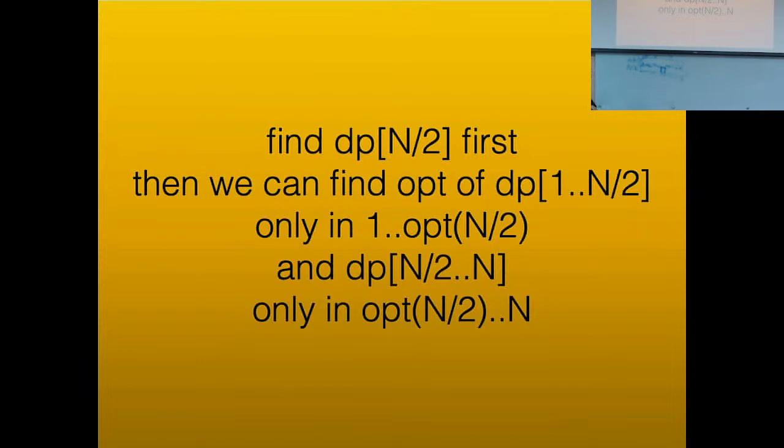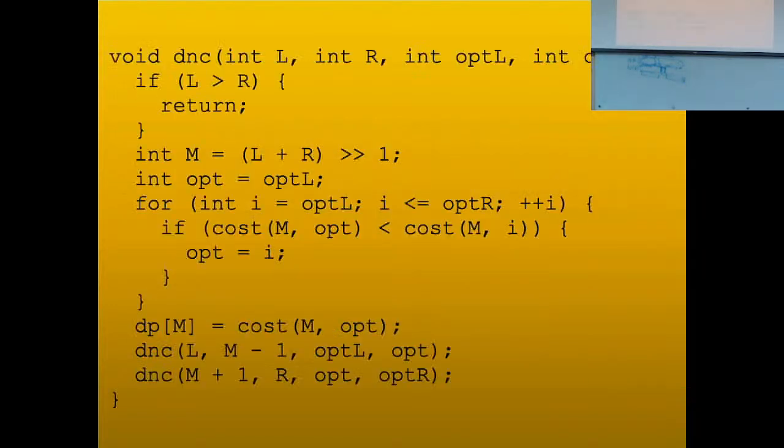Okay, so yeah, we can find the optimum position for this, and then we try to fill the rest. Let's say the optimum is here. So when we try to solve this, we only look on this part, and when we want to solve this, we only look at this part. So that's the idea, right? So here is the code.